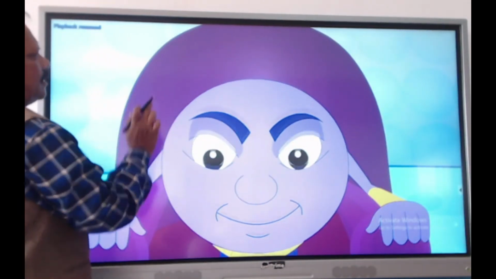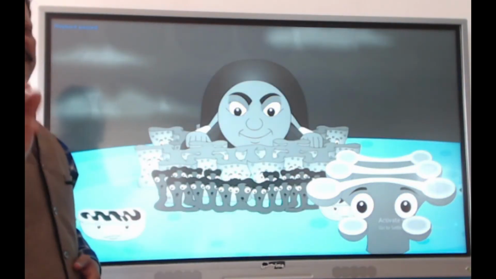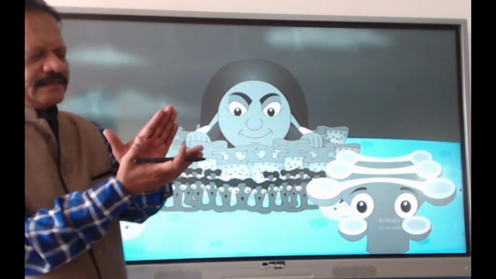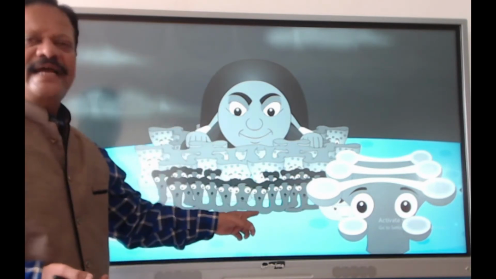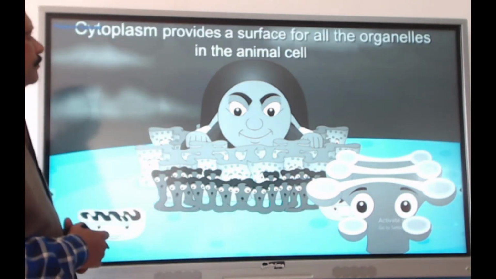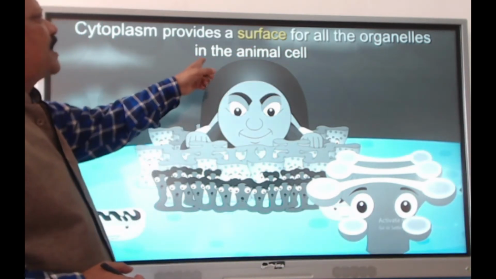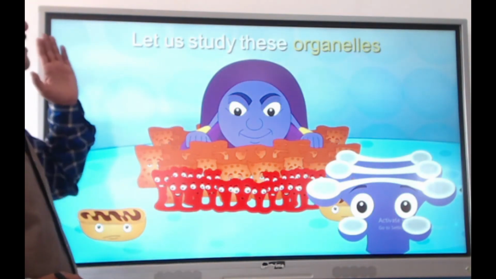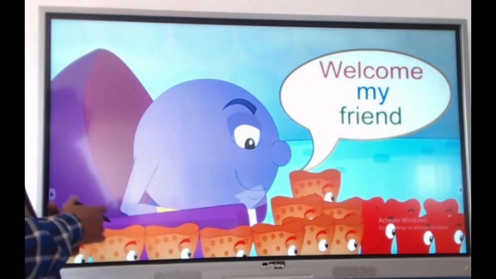Now see, now the person entered inside. As soon as he entered, that is nothing but the cytoplasm of the cell. Okay? Now see. Cytoplasm provides a surface for all the organelles in the animal cell. Now let us study these organelles one by one.